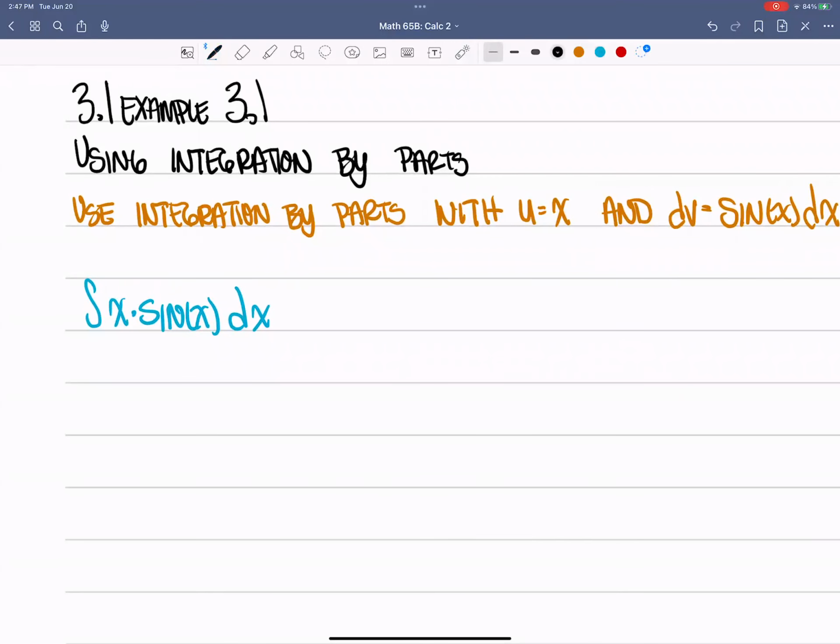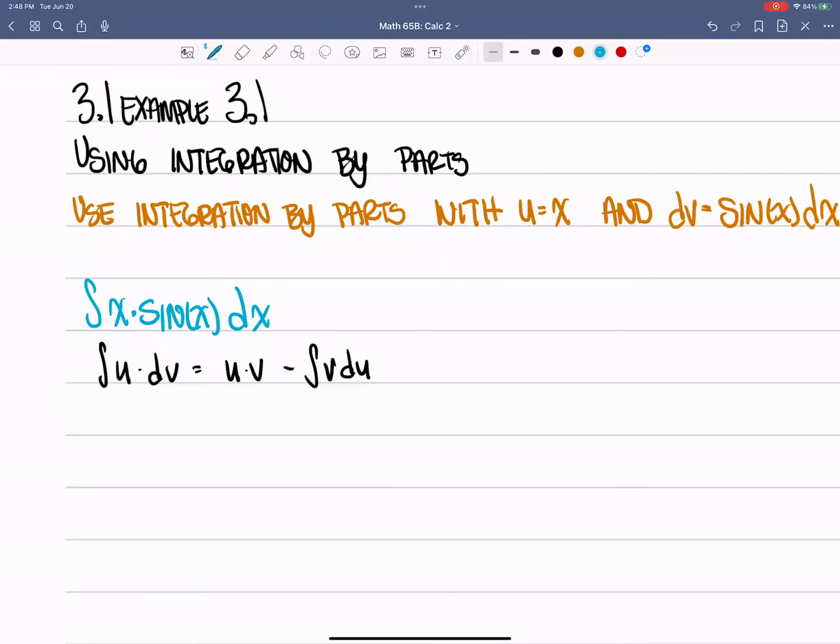Now the formula that we're using is the integral of u dv is equal to u times v minus the integral of v du. And this comes from us using the product rule of taking the derivative, but also using that to integrate. So that is what we have here.